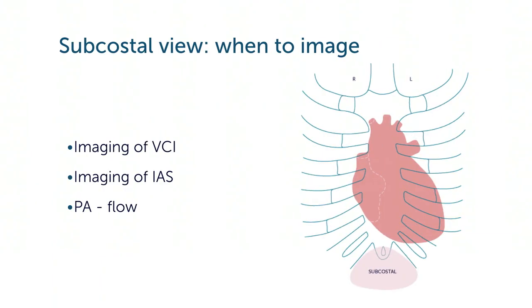Same is true if you want to image the IVC. There is no other view where you can get a better appreciation of the IVC than from a subcostal view. The interatrial septum is nicely displayable because you have a very perpendicular orientation to the heart, and you can even look at the flow across the pulmonary artery. We're going to show you all of these advantages in this lecture. But first, you'll have to learn how we actually find the heart from a subcostal window.